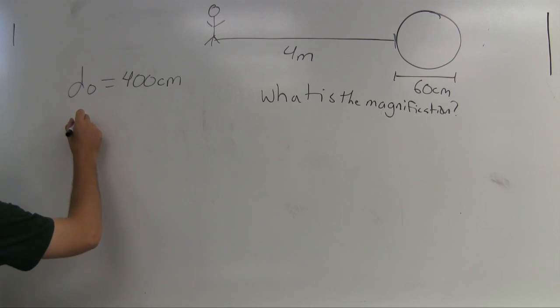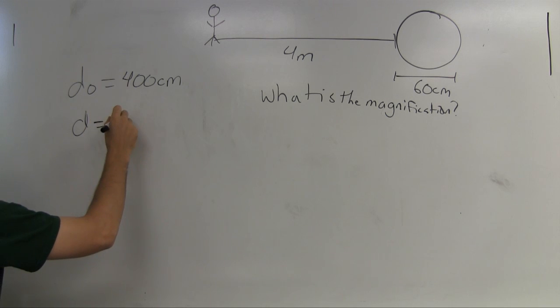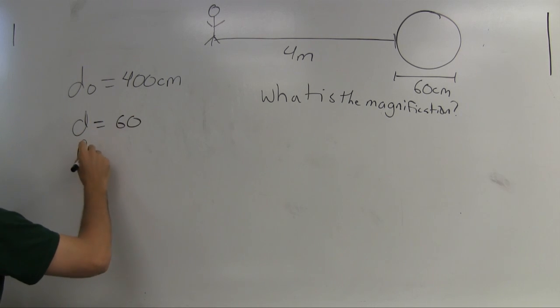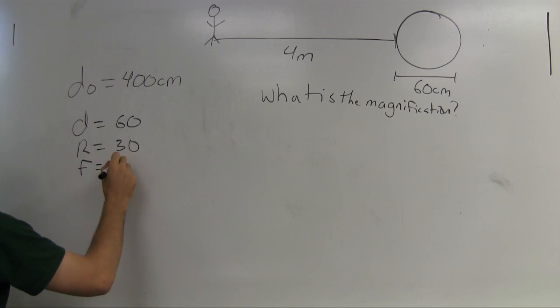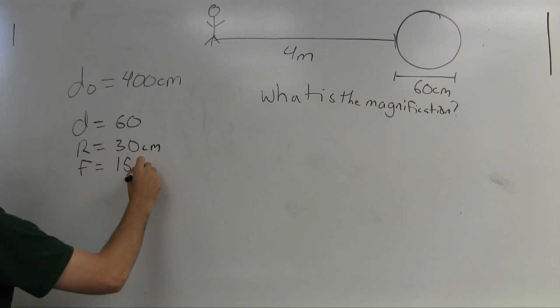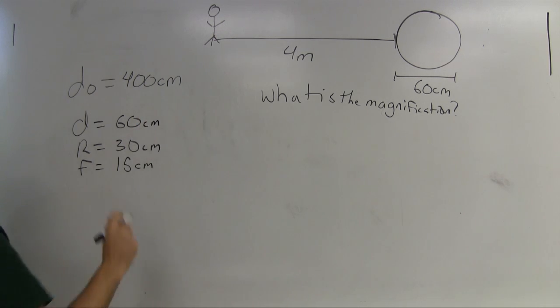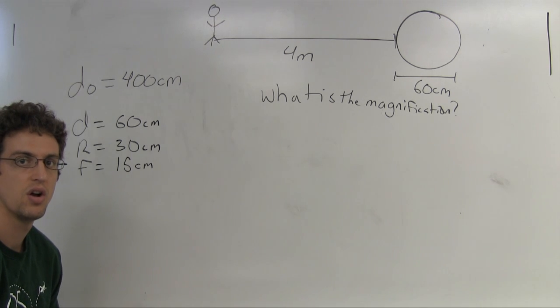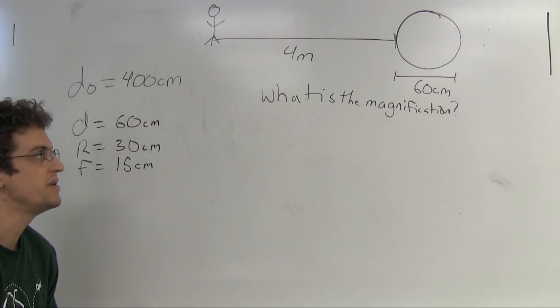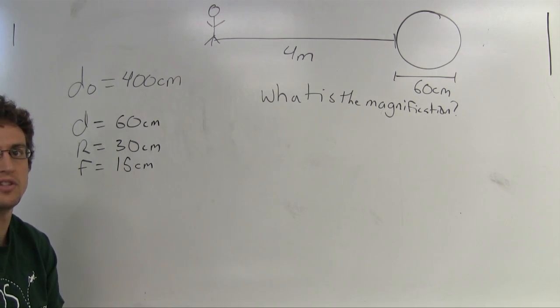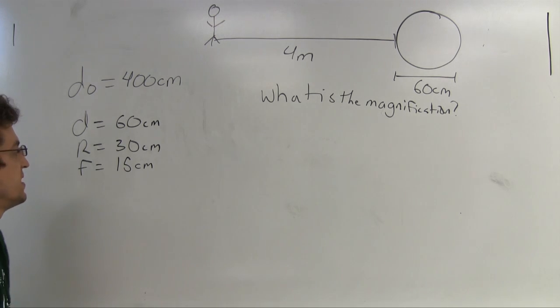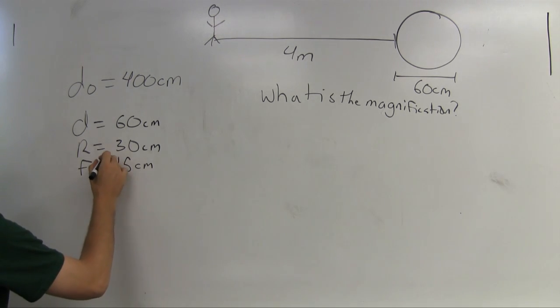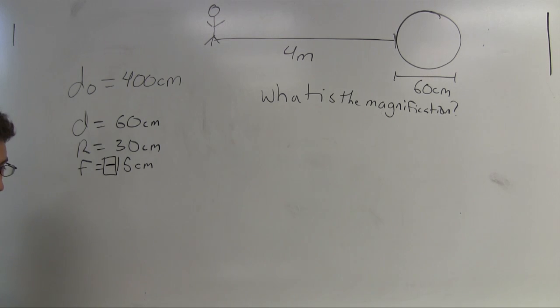We have the diameter is equal to 60, which means the radius is equal to 30, which means the focal length is equal to 15. Except it's not 15, because this is a convex mirror. The focal point is behind the mirror surface or inside the sphere, which means that it is negative 15, and that's pretty darn important right there.